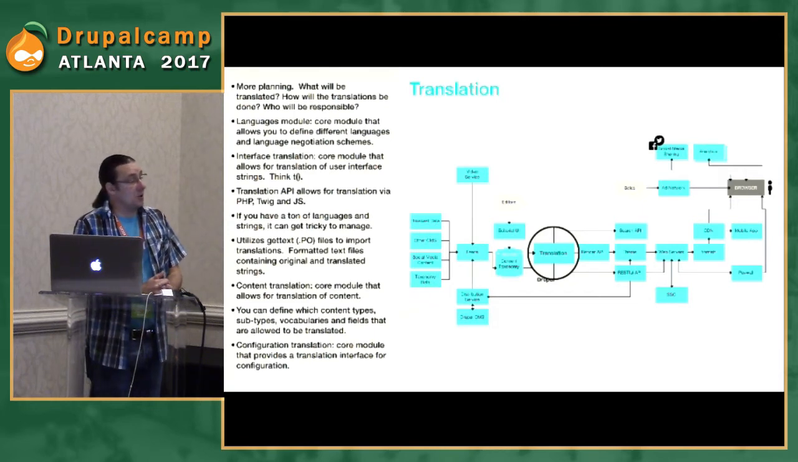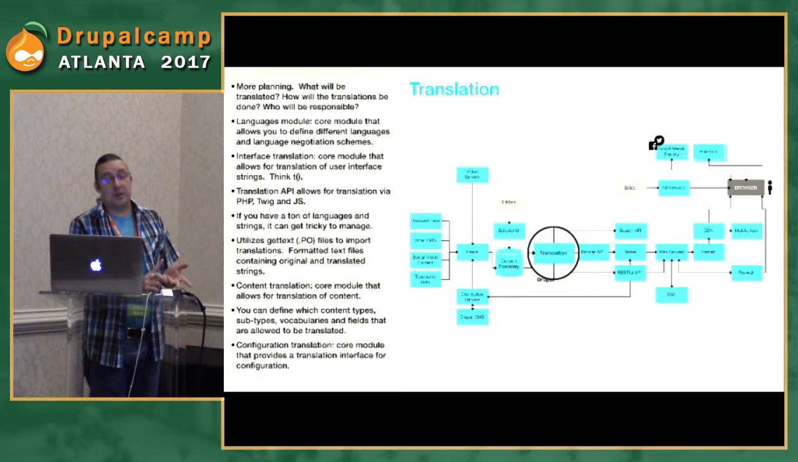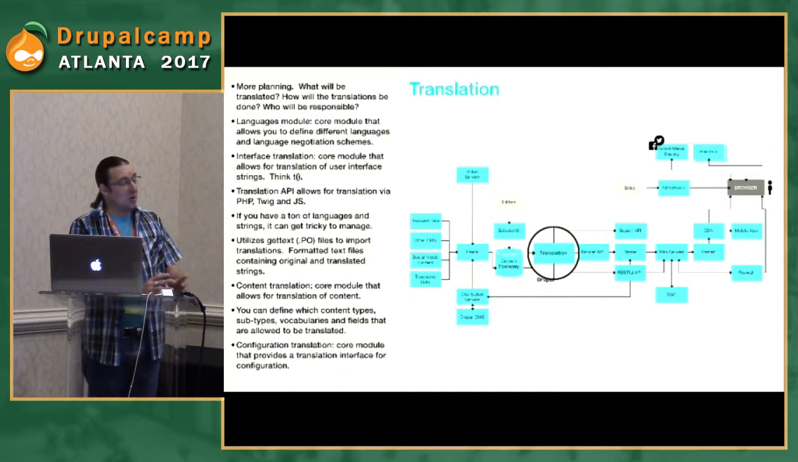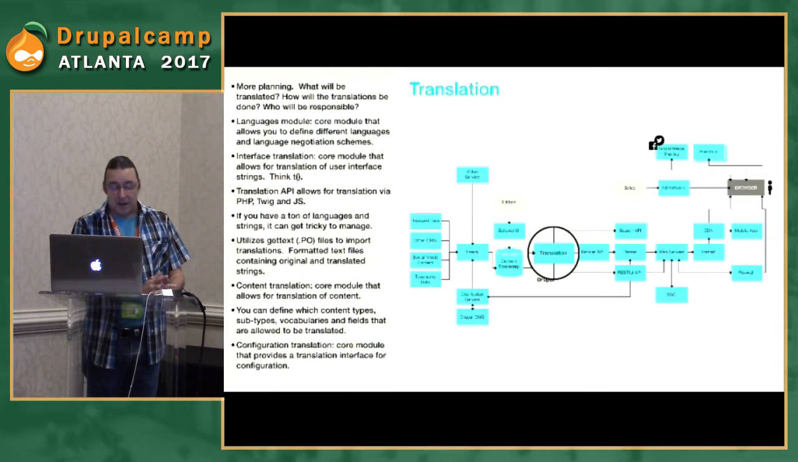That API also lets you do translations in PHP, Twig, JavaScript. You're not limited to just doing it in PHP. If you've got a ton of languages, it can get kind of tricky when you go to manage all these translations. If we've got 25 languages to manage, it takes some extra thought. There are some tools online that make it easy to manage the PO files associated with this. We use one called POEditor that does a really good job of letting you edit your translations in a collaborative way.